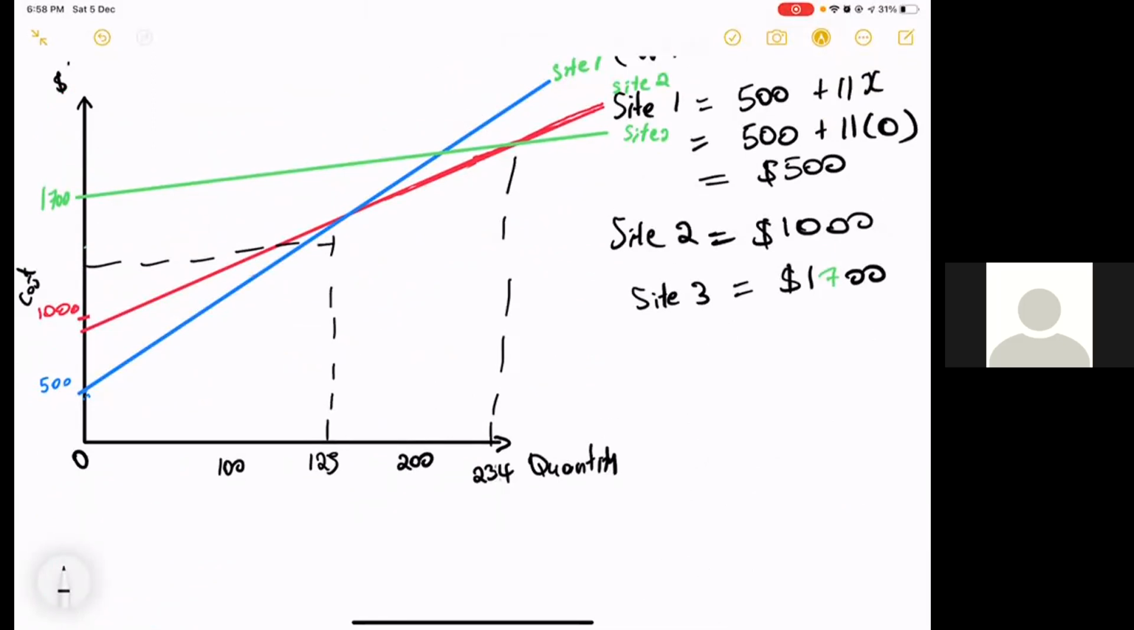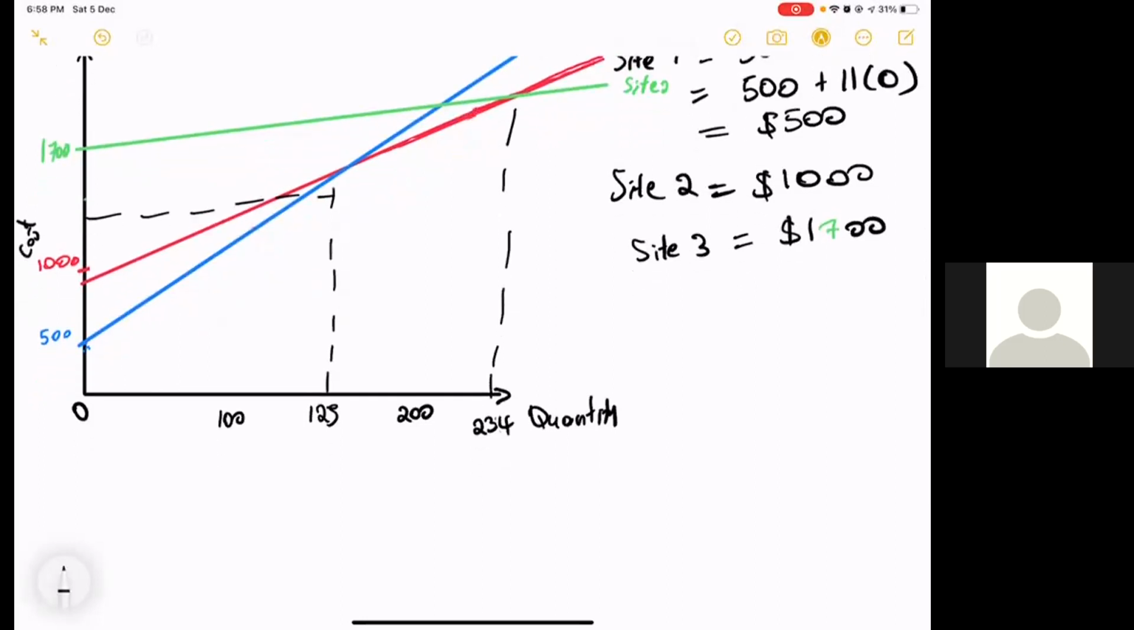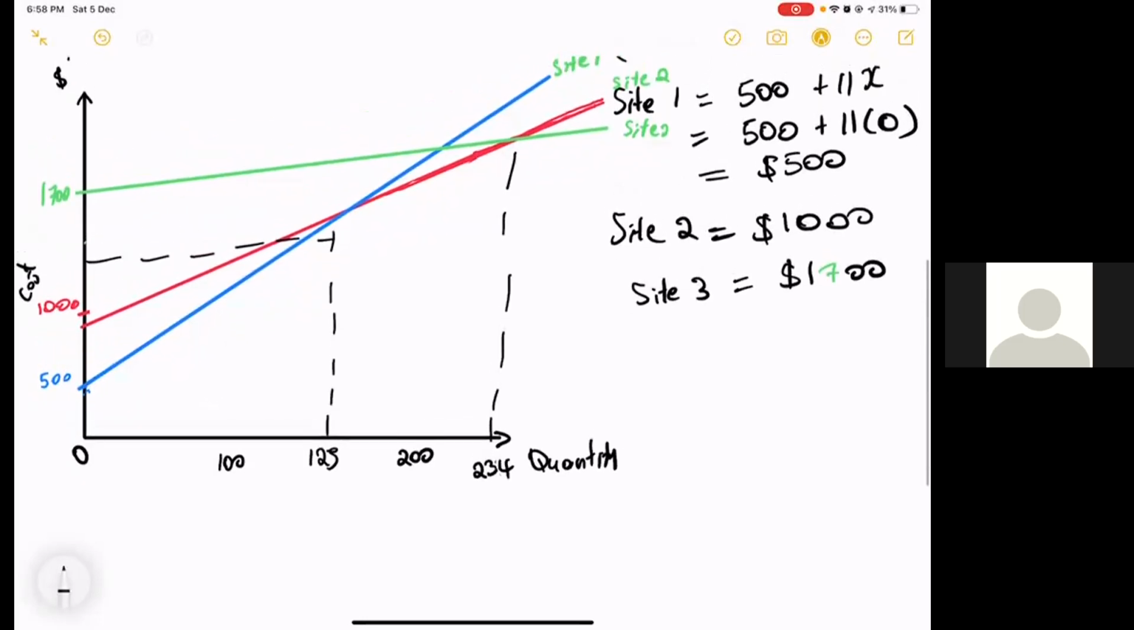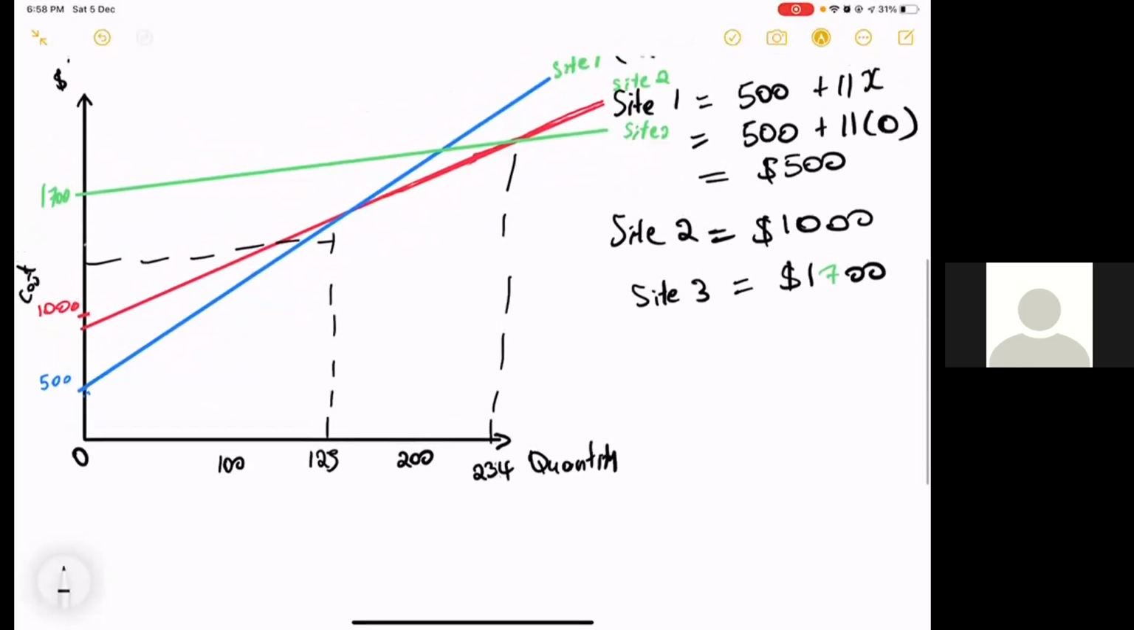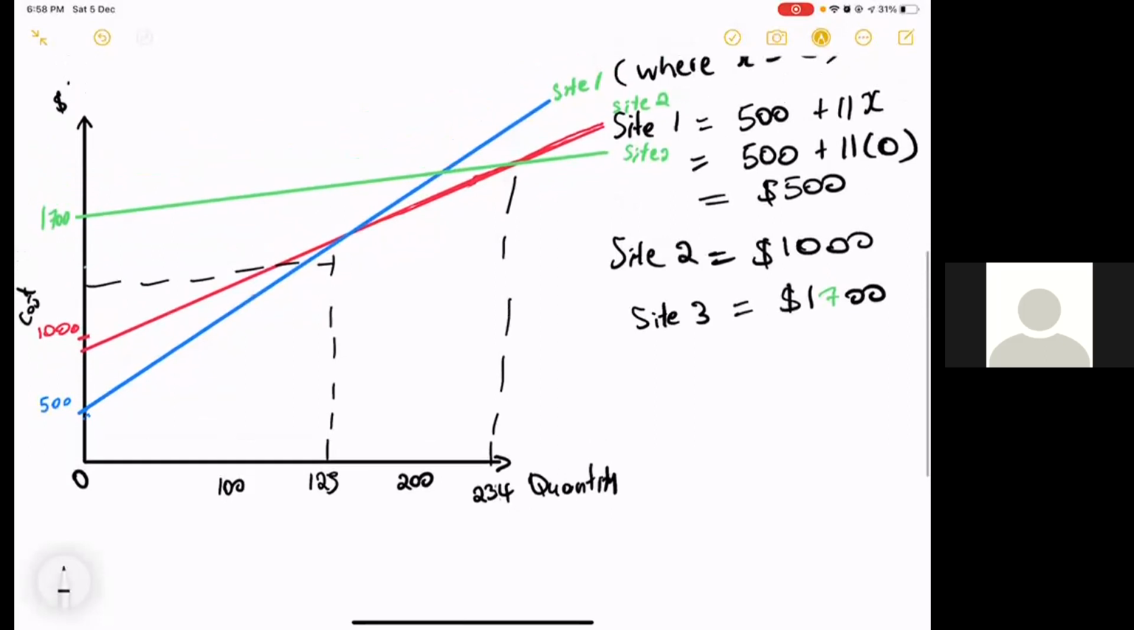You determine the location that is best. You can see that from 0 to 125 units, the best site would be site 1. Why would you say site 1? From 125, because that's the site between 0 to 125 units. I beg to differ. Let's try this again. You're saying that you would choose site number 1.